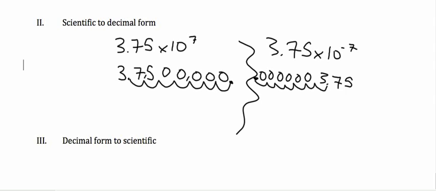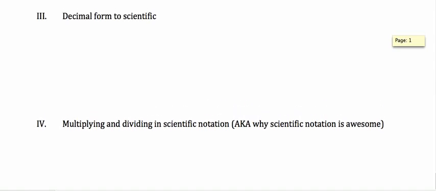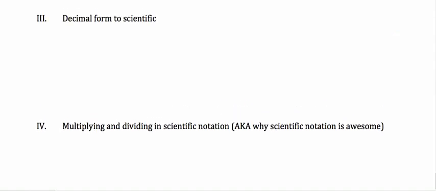Okay, so we get a really small number. We got that 375 with 6 zeros before it. Crazy small number. Okay, so that's how you convert back to decimal form, or your standard form for numbers.